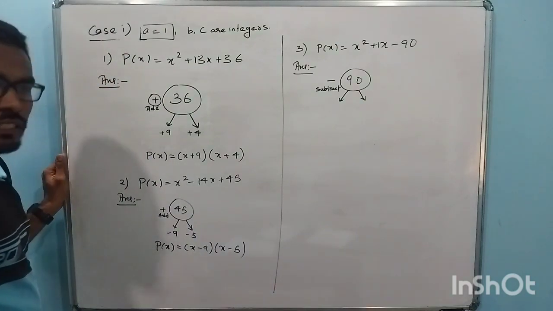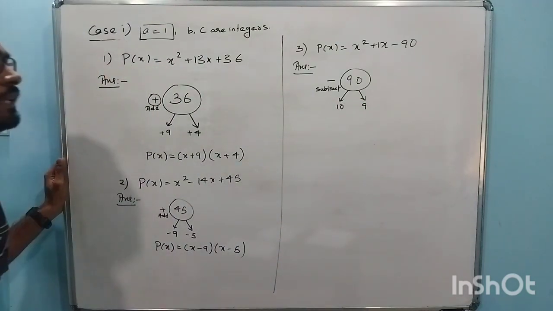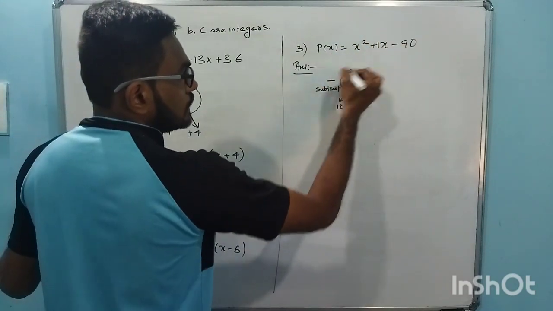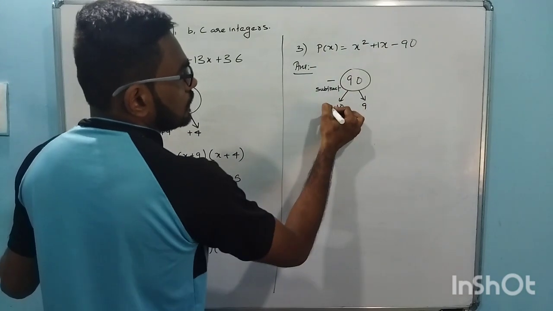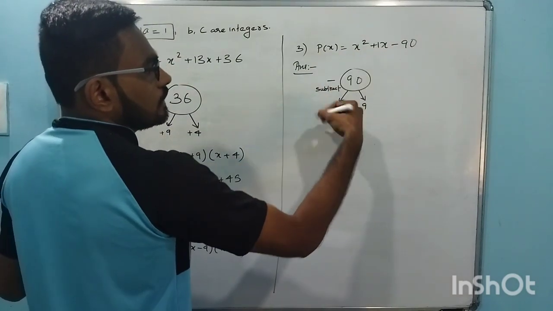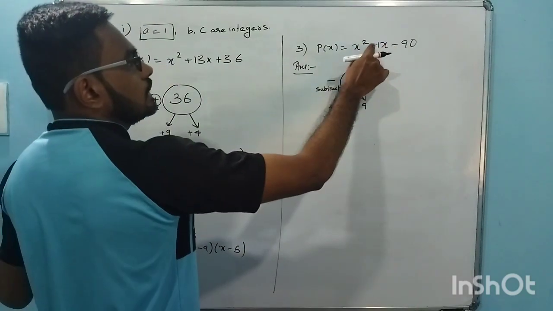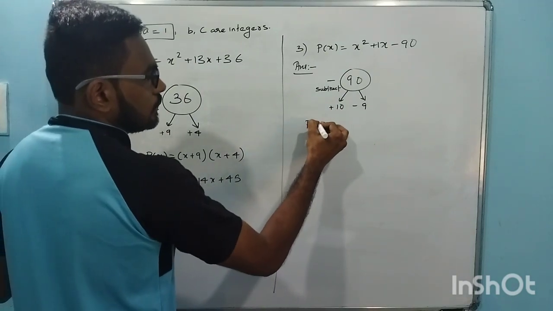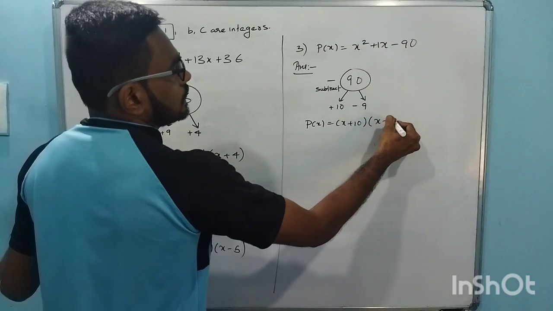Okay, so obviously 10 and 9, 10 into 9 is 90 and 10 minus 9 is 1. Okay, after that, since this is minus, this sign you should give to bigger number, and other sign to smaller number. So done. P of x is x plus 10 into x minus 9.